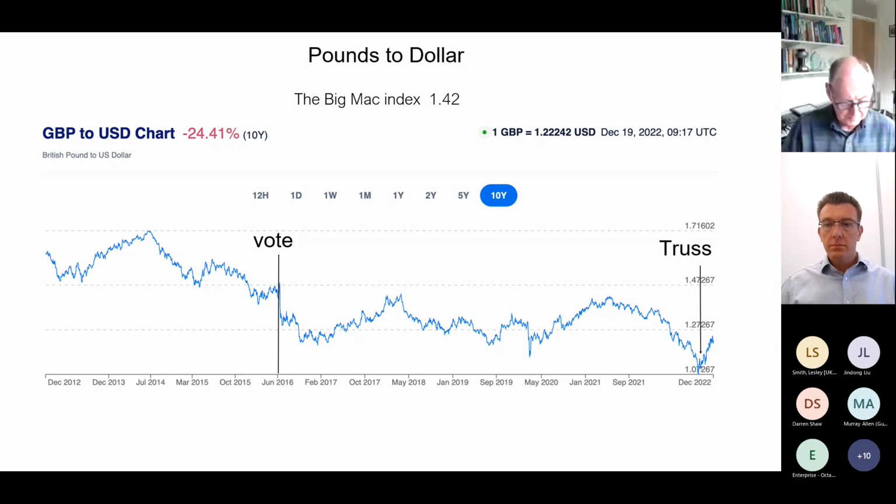I don't know if any of you have been to America in the last 6 months, but the Brits say, my God, it's expensive. Well, it is when you're only getting $1.20 to the pound. If you were getting 165 to the pound, it wouldn't feel so bad. Next slide.